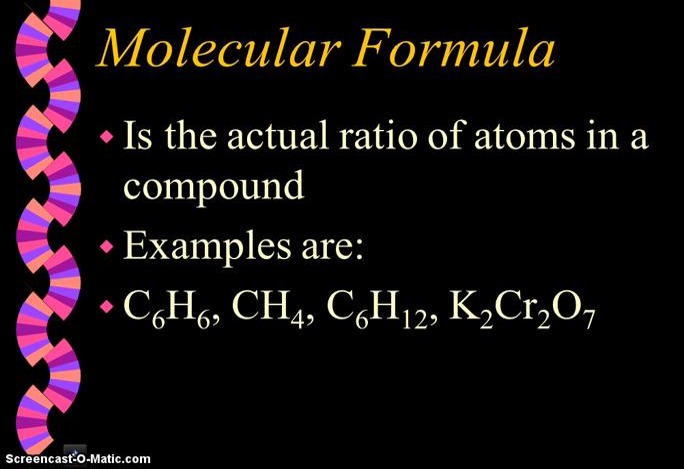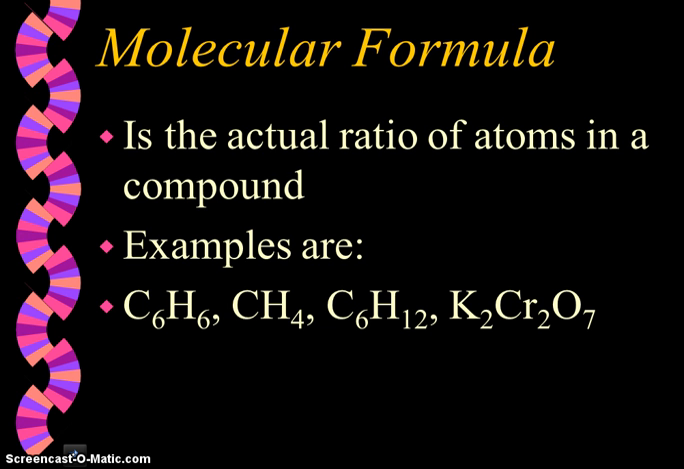C6H6 is a molecular formula. It's the actual ratio of carbon to hydrogen in the compound called benzene. But it's not the empirical formula for benzene because 6 to 6 can be simplified. The empirical formula for benzene, the simplest whole number ratio, would be CH. Now CH4 is the molecular formula for methane. Methane comes in a 1-to-4 ratio of carbon to hydrogen. But it's also the empirical formula because it's the simplest ratio.